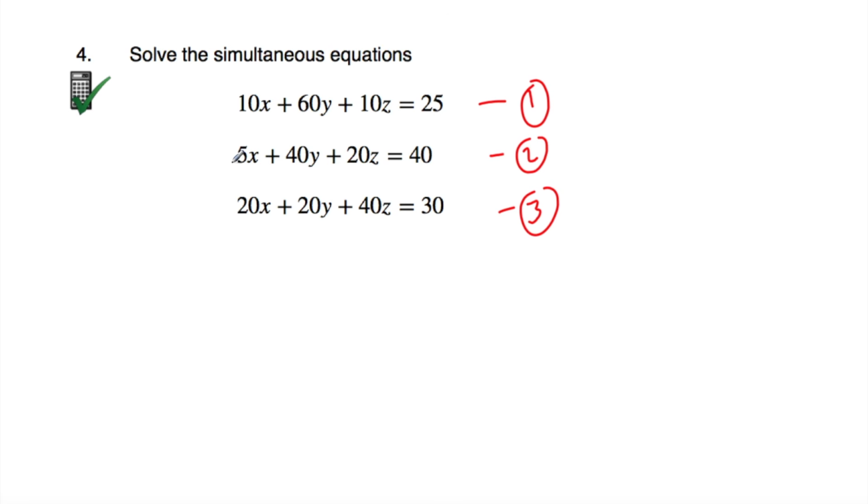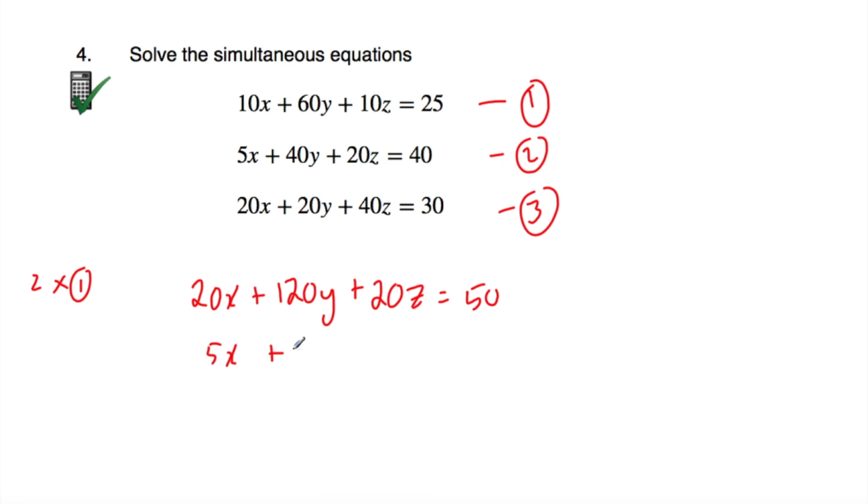So I'm going to focus on cancelling out the z's here. You could cancel out the y's or the x's, it's up to you. I'm going to cancel out the z's. So I'm going to double equation 1 to begin with, so 2 times equation 1. And 2 times equation 1 would be 20x plus 120y plus 20z, and that equals 50, just doubling everything in equation 1. Then we've got equation 2, which is 5x plus 40y plus 20z, and that equals 40.